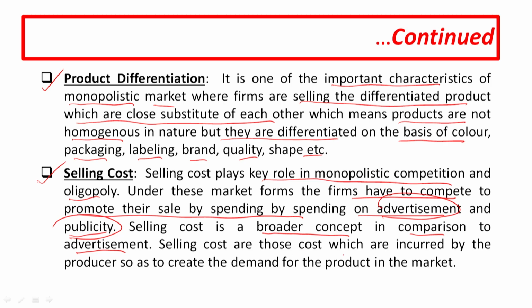Selling costs are those costs which are incurred by the producer so as to create the demand. This is the crux of it: selling costs are those costs incurred by the producer to create the demand for the specific product in the market. For example, if I want to sell a pen, and I am spending 2 rupees on selling cost, the objective behind the selling cost is to create the demand for that specific pen in the market. So in this slide we have talked about product differentiation and selling cost, both very important determinants of the market.